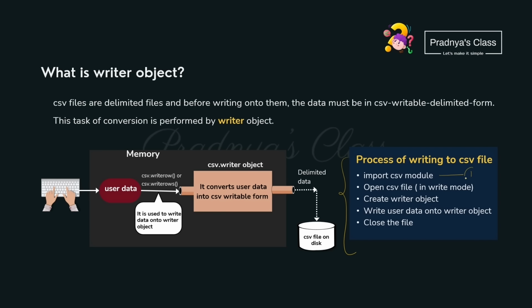In the first step, we will import CSV module. The next step is to open the file in the write mode. We will create the writer object as a third step. Using either write row or write rows function, we will take the data and will provide to the writer object. Finally, we will close the file.